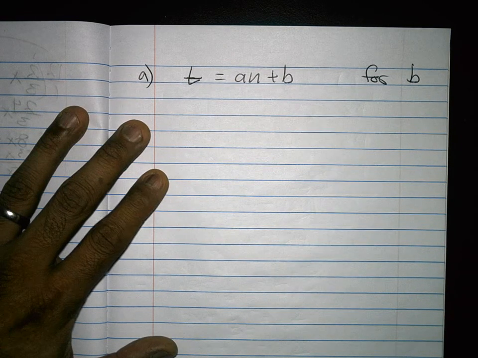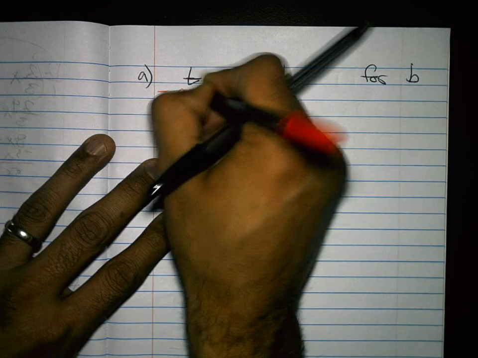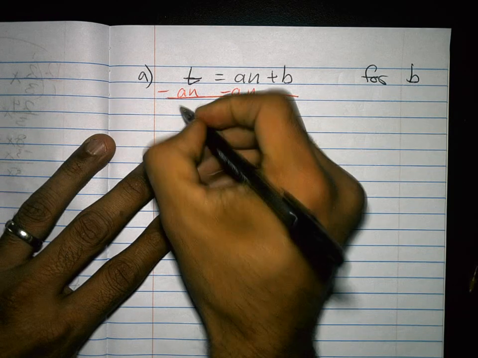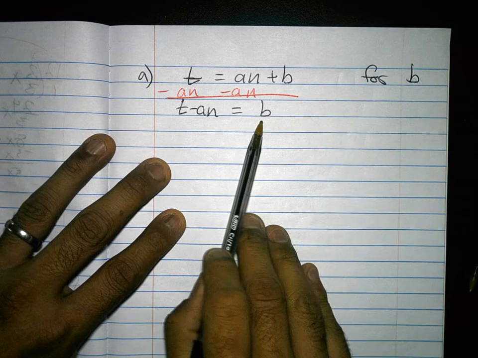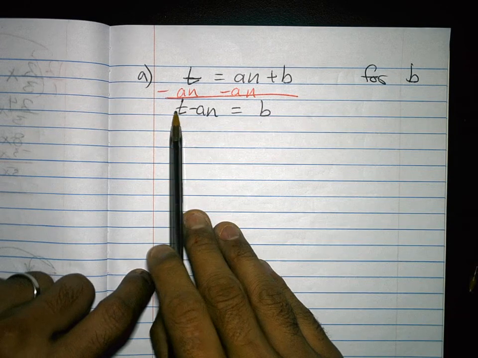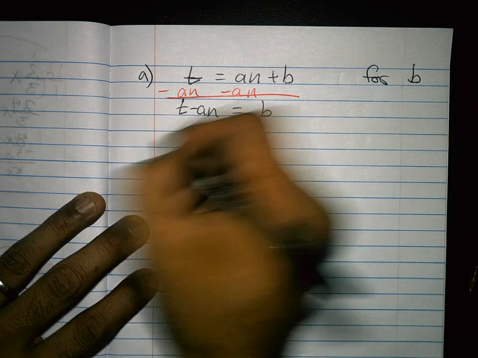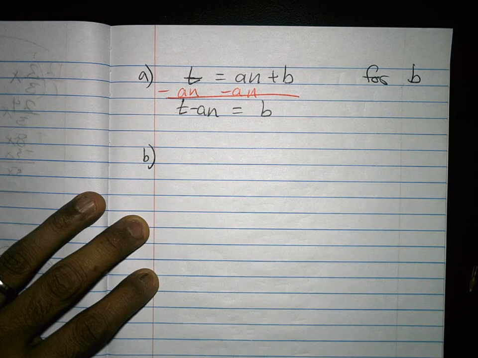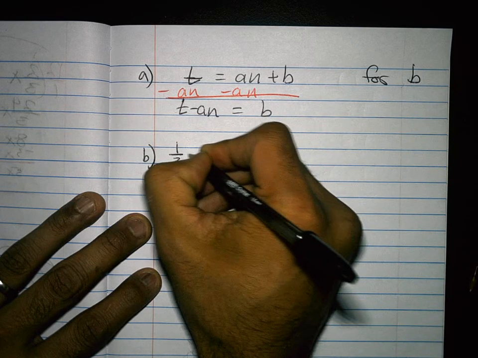So what I'm going to do is I got to get the b by itself. Remember, solving is defined as getting an isolated variable. So the b is by itself because I subtracted an to both sides. Then that's done. That is solved for b. Okay, looking at b.